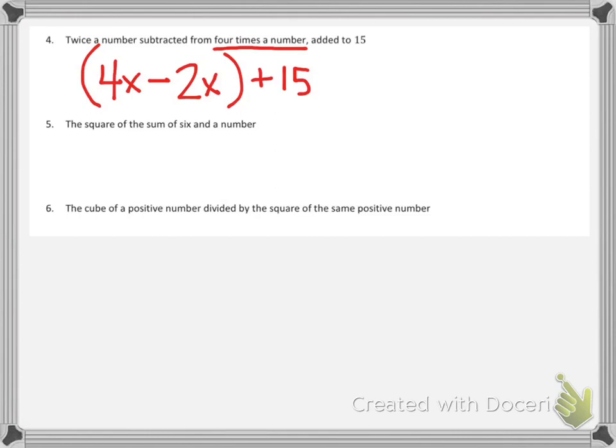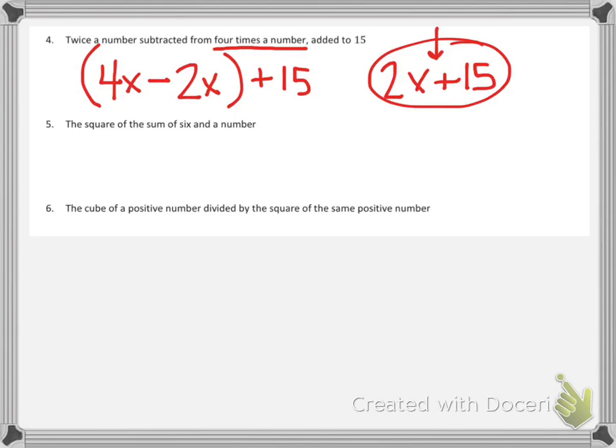If I simplify this, 4x minus 2x is 2x, plus 15. 2x plus 15. I can see I don't have an exponent that's greater than 1 or less than 0, so this is linear. This is a linear expression, so that one's good.